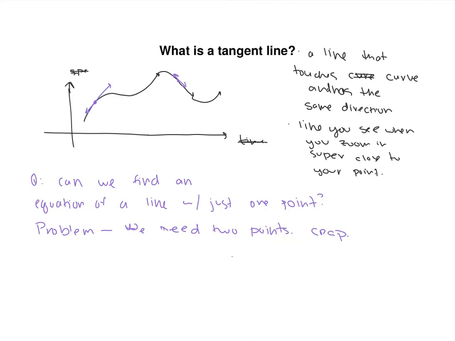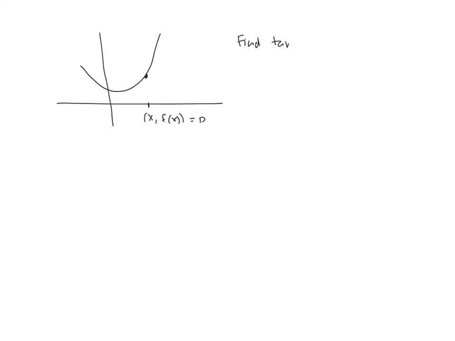So I'm going to draw and put another slide so I can draw. So let's pretend that I have this curve, and I want to find, it's got something like this, and that's my point. And we're going to call that point P. It's got some x, f of x coordinates. Okay, so find tangent line at x comma f of x equals P.